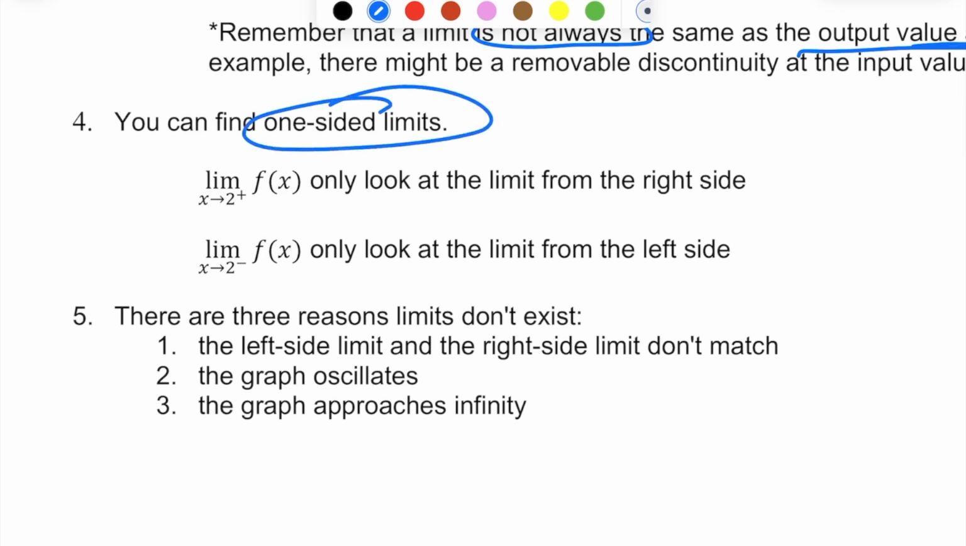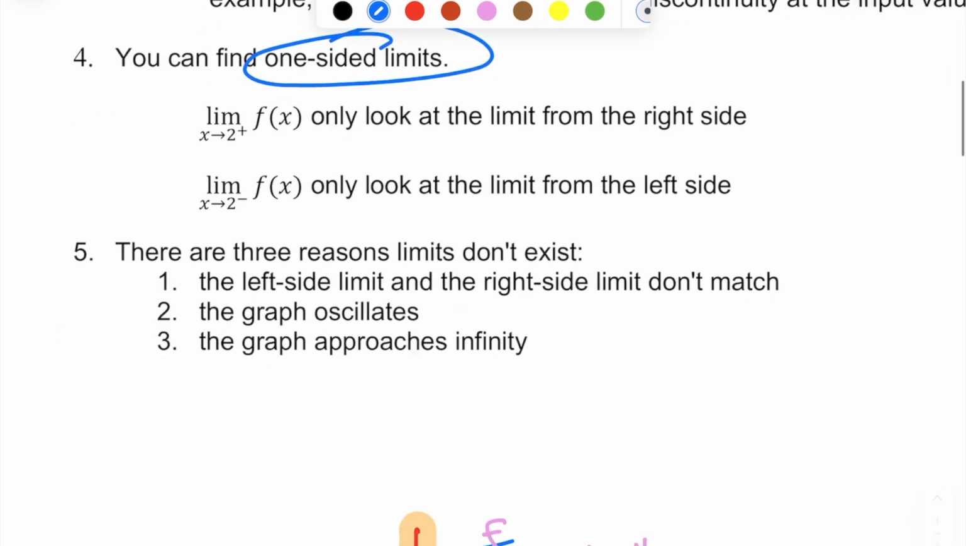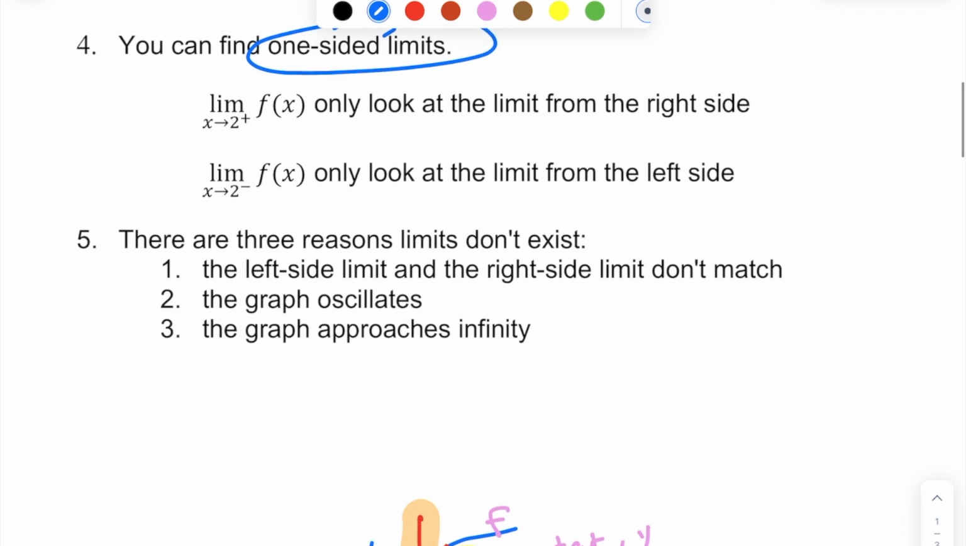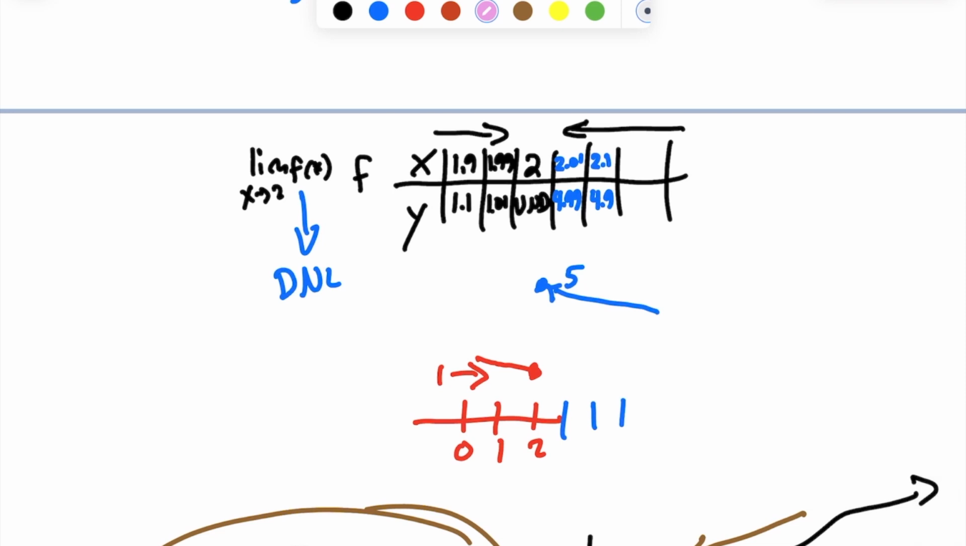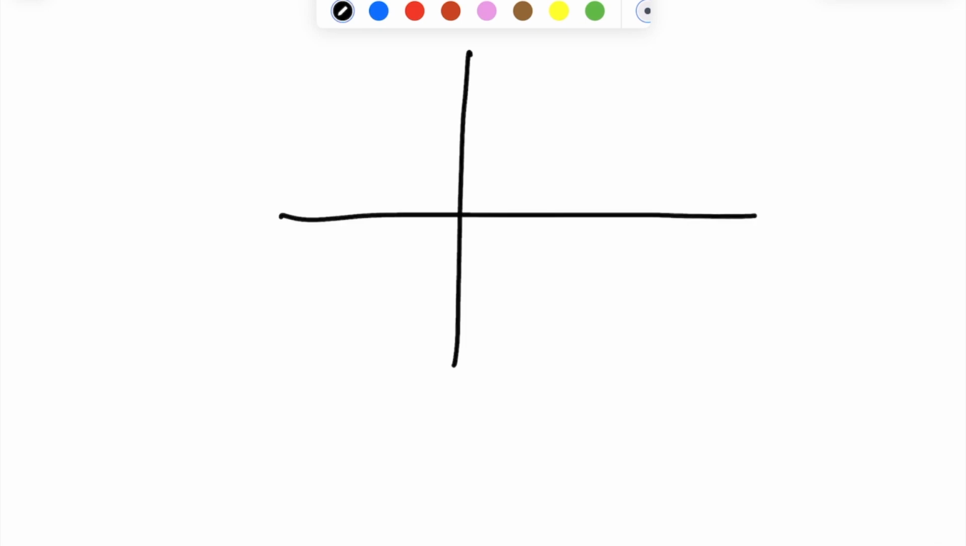So sometimes the left and the right sides do not match, but we could ask only about the left or the right side. So I showed you that in a table form here, right here in the middle. The left side was going to 1, and the right side was going up to 5. Let's look at what a graph would look like of that. So let's suppose that we're going to look at the limit as x goes to 2 again, because that's just what we're doing today.